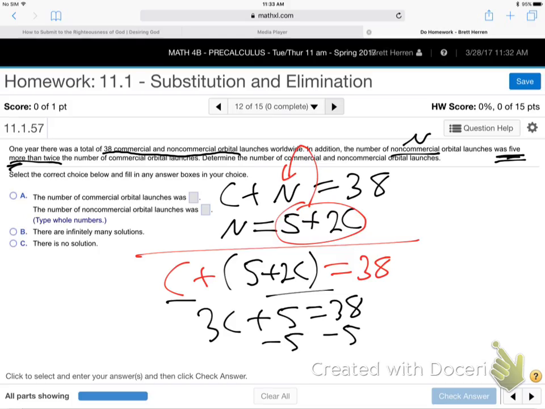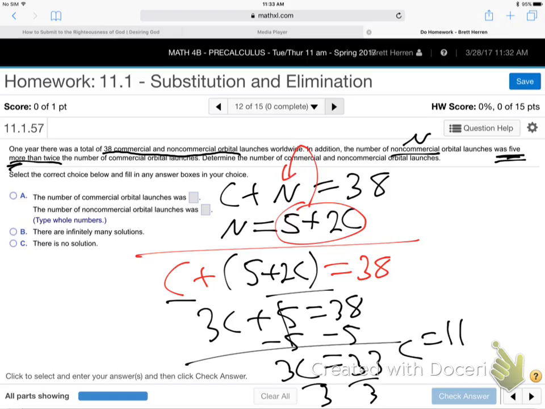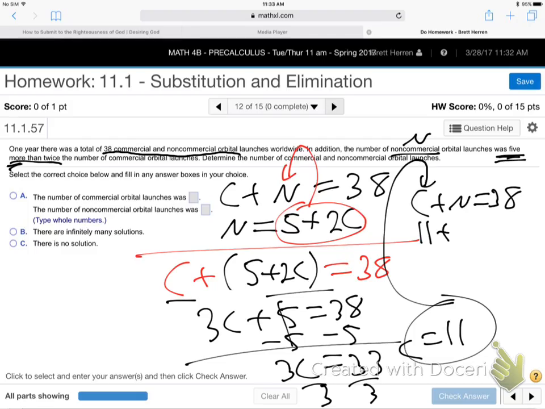Subtract the 5. 3c is 33. Divided by 3. c is 11. 11 commercial. And then plug in to get the other one. So c plus n is 38. Plug in, c is 11. 11 plus n is 38. Is that on the screen? Yeah. Subtract 11. Non-commercial is 27. 27 non-commercial, 11 commercial. We good there?